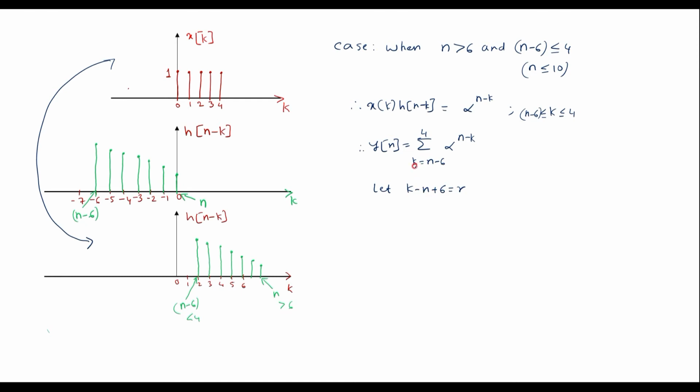So now when k is equal to n minus 6, r value will be equal to 0, and when k is equal to 4, then r value is 10 minus n. Therefore, I will rewrite y of n as y of n is equal to summation, where the lower limit is r equal to 0, the upper one is 10 minus n, alpha power n minus k, that is n minus k is nothing but 6 minus r.